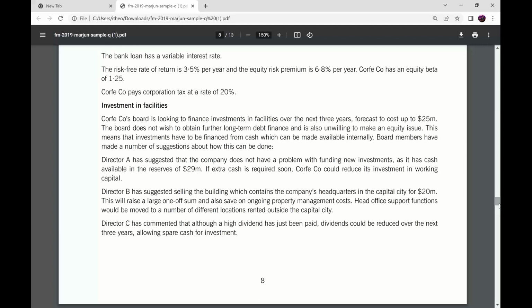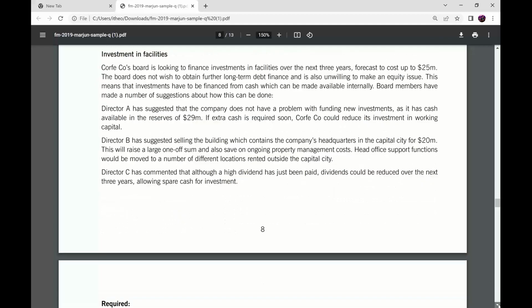Director C has commented that although a high dividend has just been paid, dividends could be reduced over the next 3 years, allowing spare cash for investment. I think that's it.